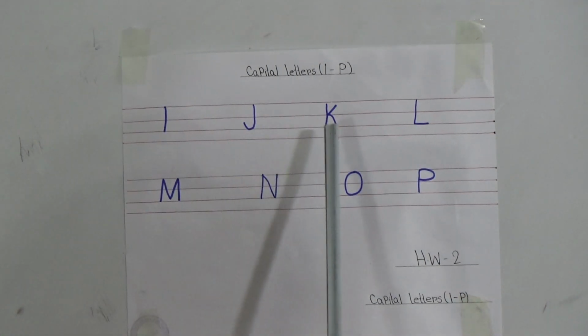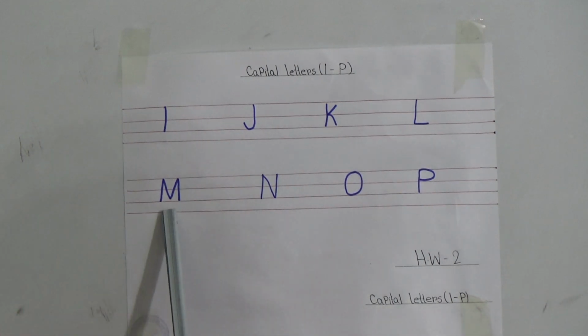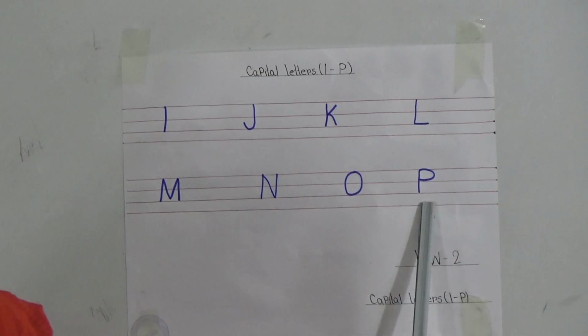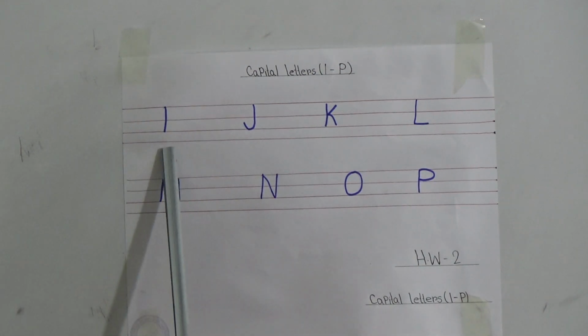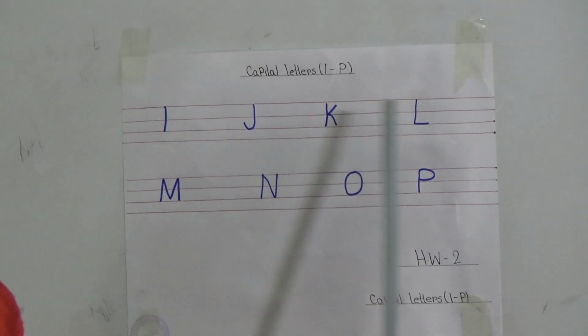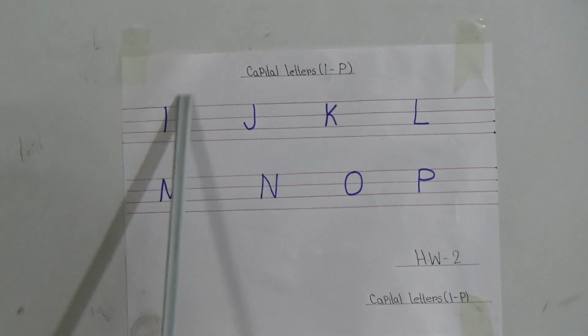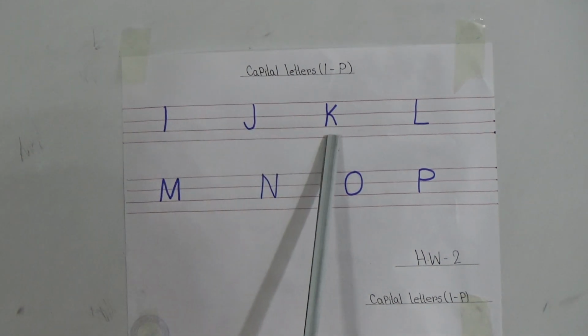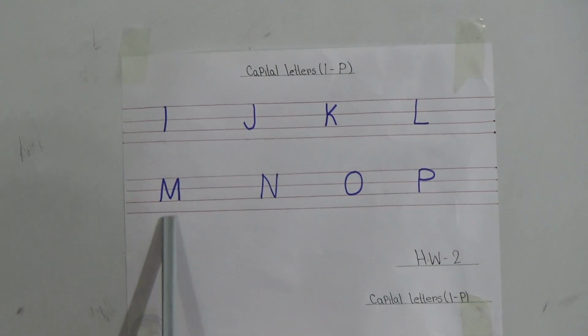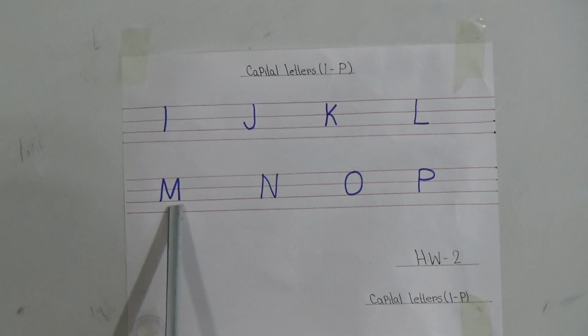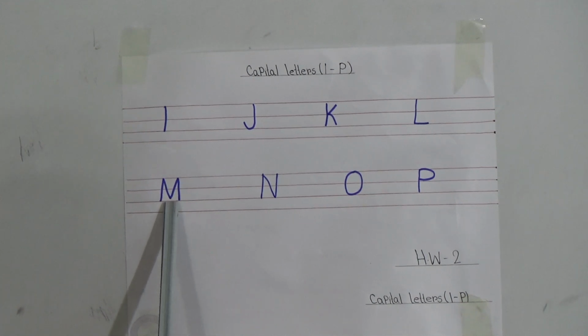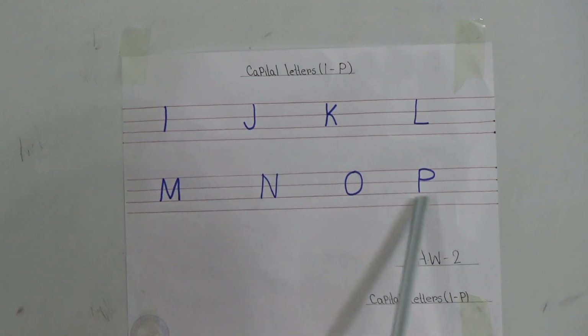I, J, K, L, M, N, O, P. Again I am saying I, J, K, L, M, N, O, P. You have to write I in this way, I, then J, then K, L, M. You have to write M that way, in the middle line of the M, touch from this second line. Okay, in this second line, M, N, O, P.